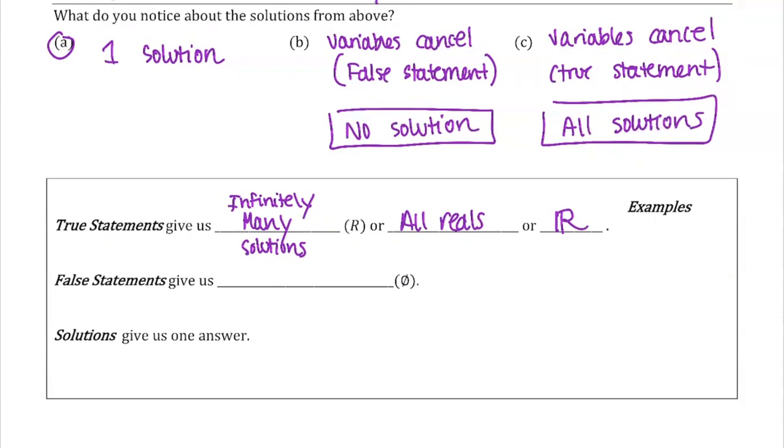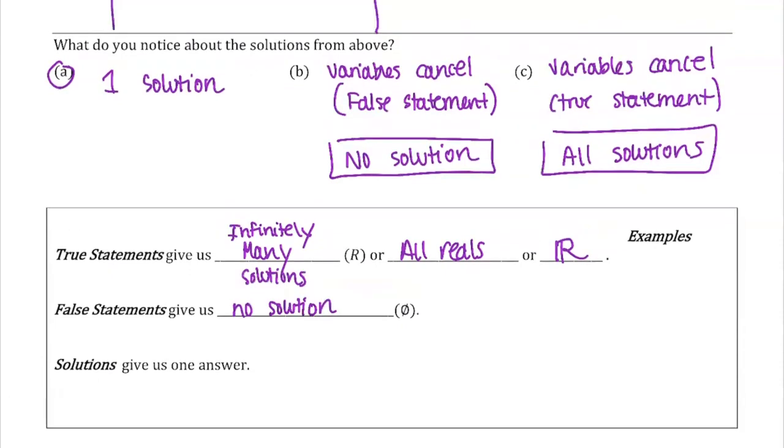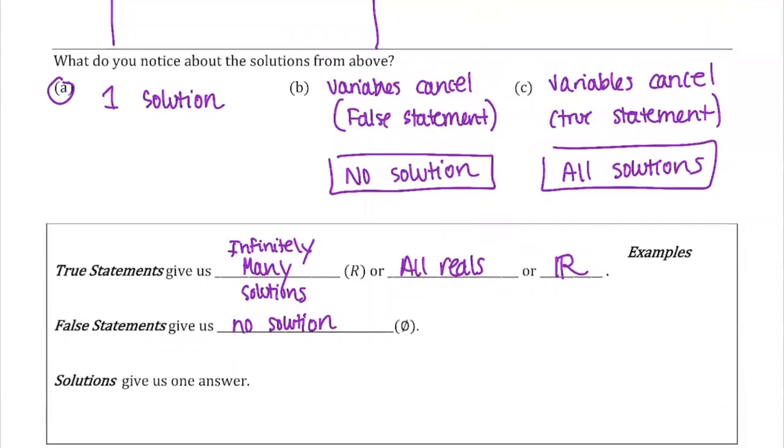So false statements, these are obviously when we get our no solution. And solutions just give us the one answer that's there. So these are going to be kind of mixed in. Not every problem I have you guys solve is going to be a no solution or an all solutions. We're going to have these kind of mixed in periodically.